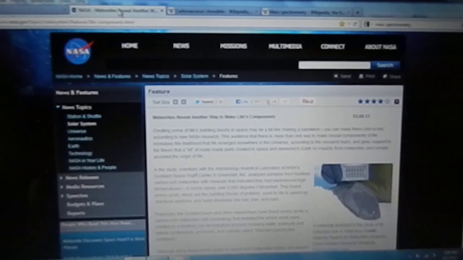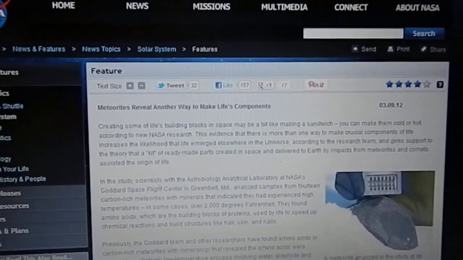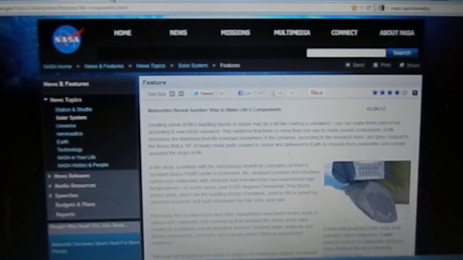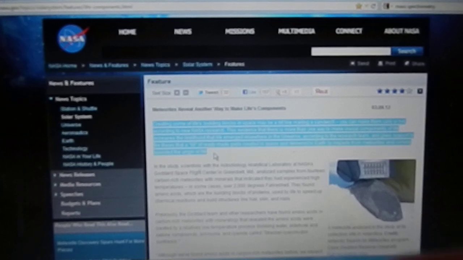Alright, here's what I wanted to show you. See if I can zoom in on that. Oh, that's pretty bad. Zoom. I'll just move it forward. And that's pretty bad too. This is from NASA's website. The title of the article is Meteorites Reveal Another Way to Make Life's Components. And what I wanted to show you is this right here. But also, I'll just read it to you because you can't see it.